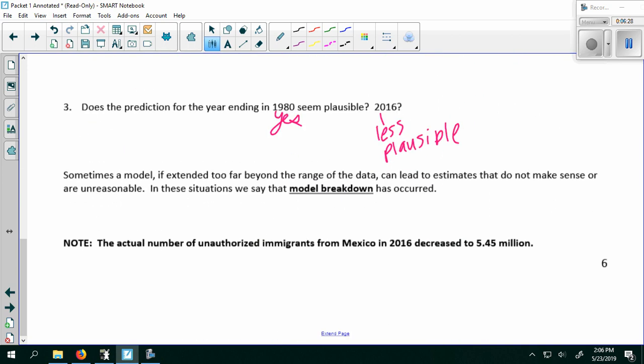So sometimes a model, if extended too far beyond the range of the data, can lead to estimates that do not make sense or are unreasonable. And this is a situation we call model breakdown. So taking the fact that the actual number of unauthorized immigrants from Mexico in 2016 was 5.45 million, our estimate of 11.5 million was very bad. So we had a situation of model breakdown. The prediction made by the model did not match the actual number very well at all.